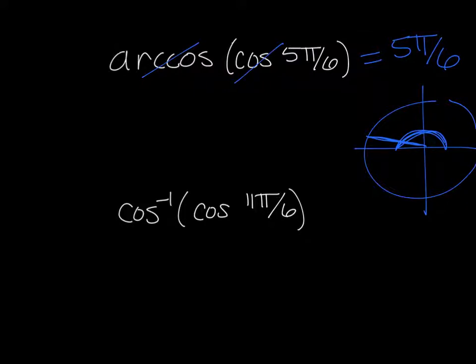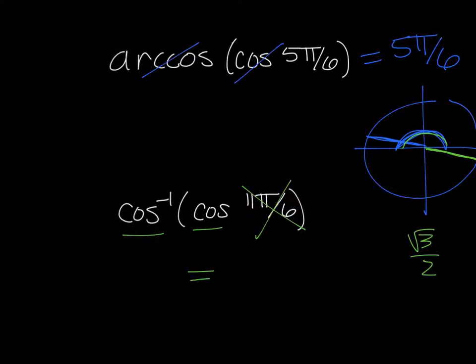All right, the next one, it's arc cosine and cosine. So once again, I'm still in the first and second quadrants. 11 pi over 6 is over here in the fourth quadrant, so that's a problem. I can't use 11 pi over 6. I have to use something else that gives me the same thing. Now cosine of 11 pi over 6 is a positive root 3 over 2.